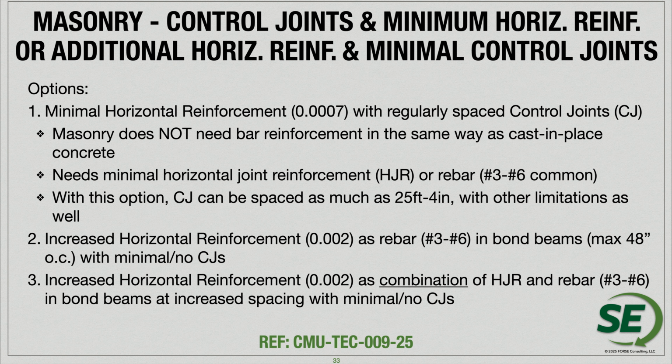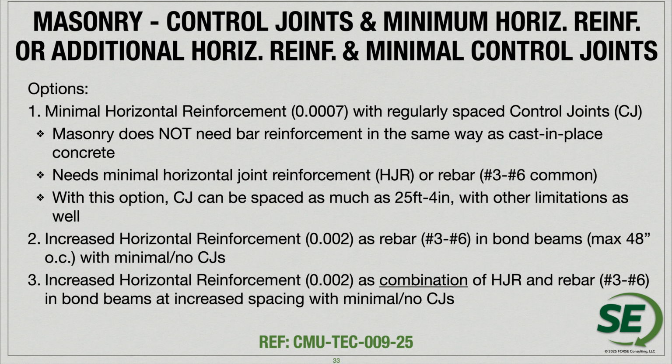Going beyond the code a little bit, I think it's important to recognize that you do have different options when you have reinforcement within masonry walls. Sometimes you can have a light amount of horizontal reinforcement and regularly spaced control joints. I'm going to be referencing a document from CMHA, CMU Tech 9-25, which is a good document to understand the amount of horizontal reinforcement that you would need for a wall.